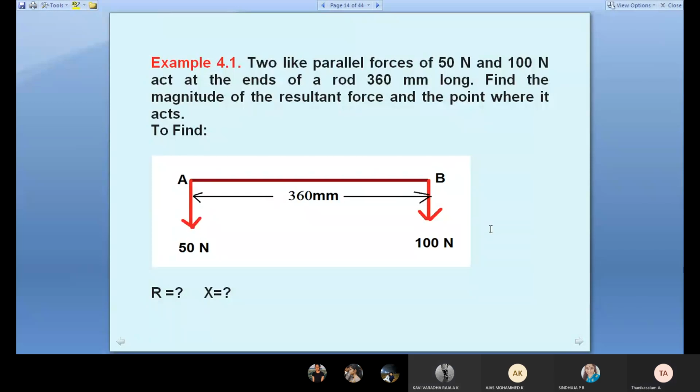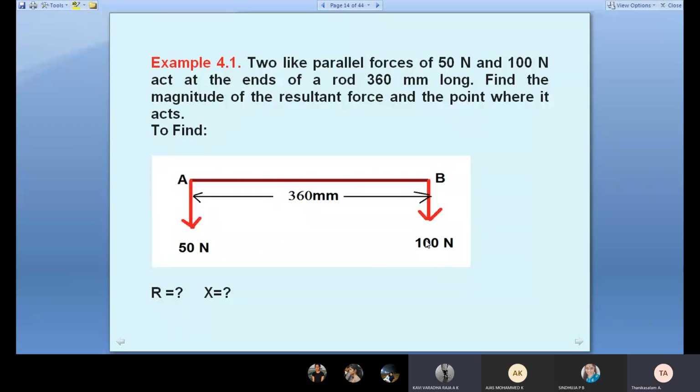Sir, there are two like parallel forces acting, 50 newtons and 100 newtons, on both ends of the rod. The rod length is 360 millimeters. We want to find the magnitude of the resultant force and where it acts. Only the statement is given, so we should draw the diagram. We want to find R and X.